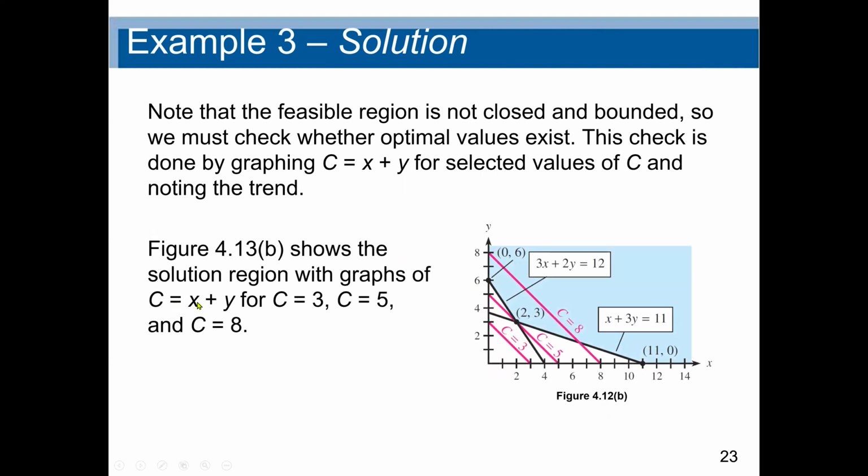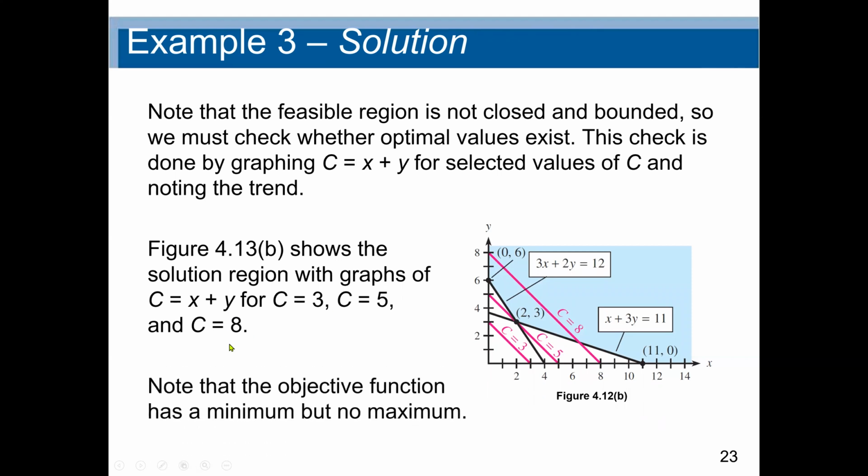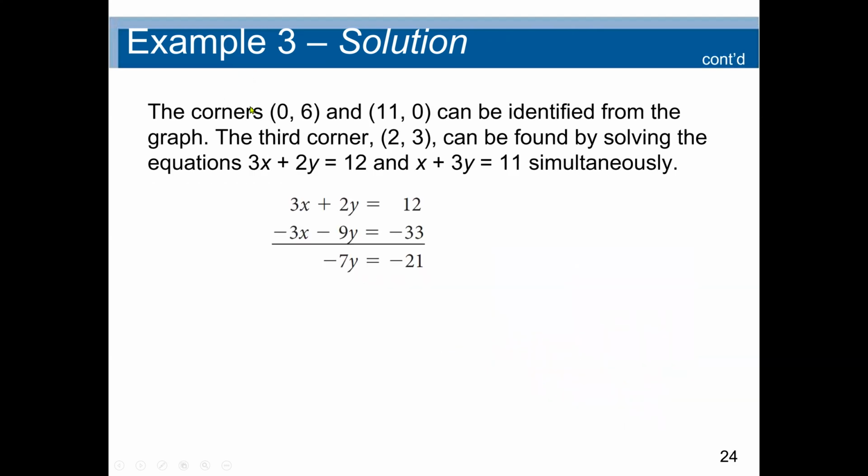So that's what we have, c equal to x plus y. The first c will be 3, the second c will be 5, and the next one will be 8. Why is it 3? Because again, here it shows the solution region, the graph of c equal to x plus y, with c equal to 3, 5, and 8 giving us the solution. And those are the points. Now we take 0, 6, 11, 0, and 2, 3, and we should get the solution.